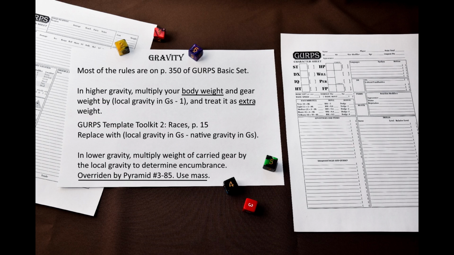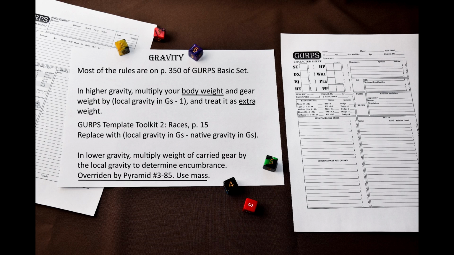These rules work well when your native gravity is 1g, but give implausible results for anything else. GURPS Template Toolkit 2 Races says on page 15 that you should replace the multiplier with local gravity in g's minus native gravity in g's. This also means that a character with a native gravity of 0g will be encumbered by his entire body weight in any gravity. When you are in a gravity less than 1g, multiply the weight of your gear by the local gravity to determine weight used for encumbrance. But I will come back to it later.